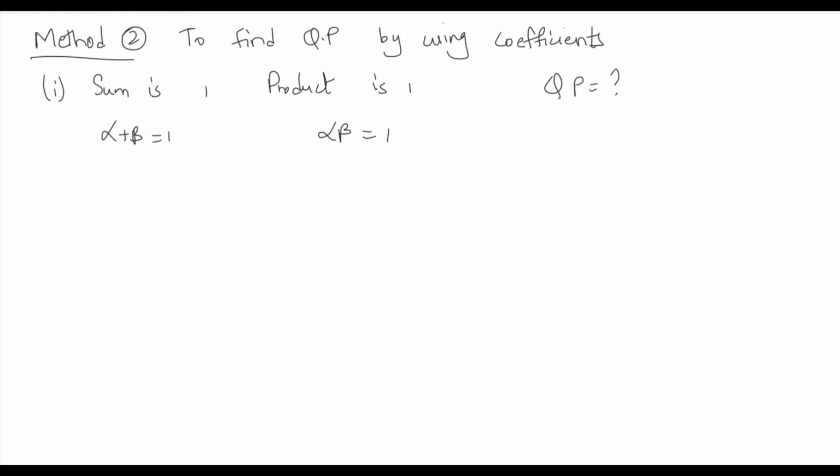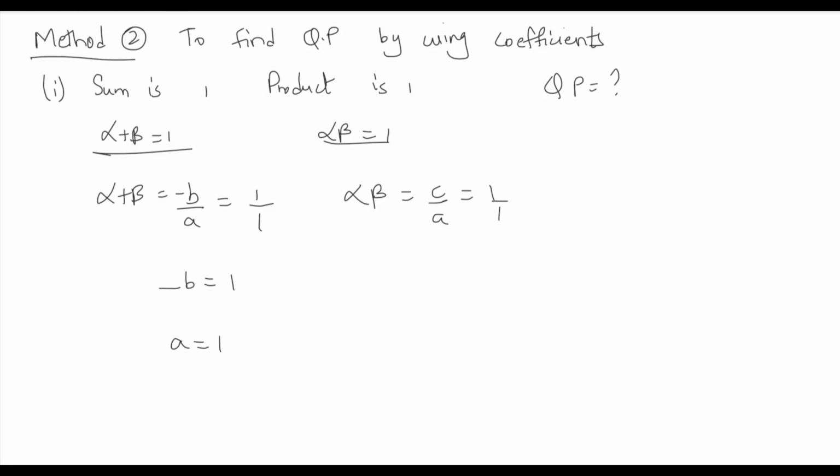Because we are using our method 2 to solve this, what you have to do is alpha plus beta, as it is given as minus b by a, will be equal to 1 by 1, and alpha beta, which is given as c by a, is equal to 1. From these two we have equated them to coefficients. Therefore by comparing, minus b will be equal to 1, a is also 1, here also it is 1, a both sides is 1, and c is also 1.